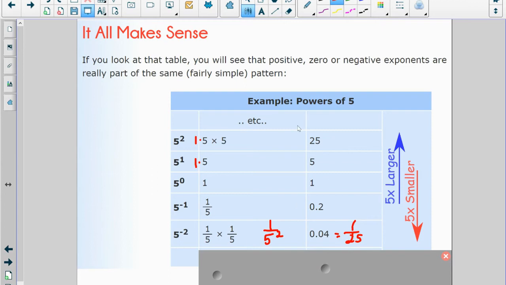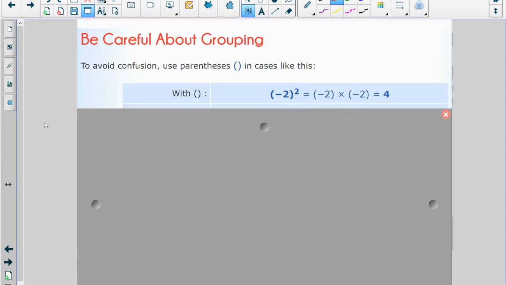So that's just another way of looking at positive exponents that we're used to, and then kind of breaking it down into negative exponents. It's really all the same. If you increase the exponent by 1, you're making it 5 times larger because the base was 5. If you're decreasing the exponent by 1, you're actually making it 5 times smaller. So you actually have to divide by 5. We also want to be careful about grouping anytime we're working with exponents.